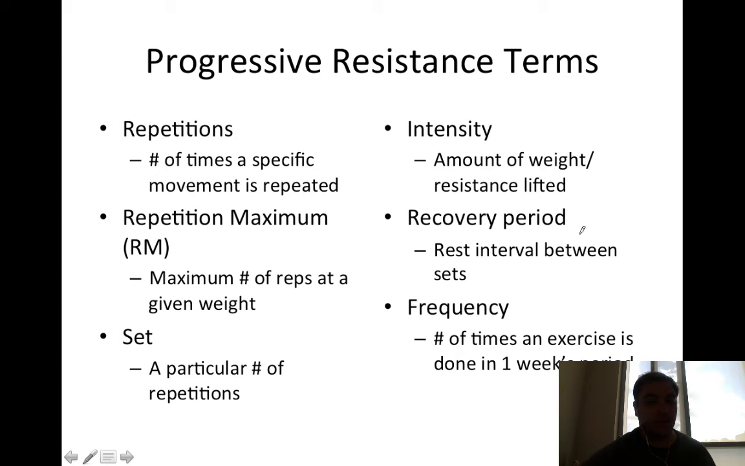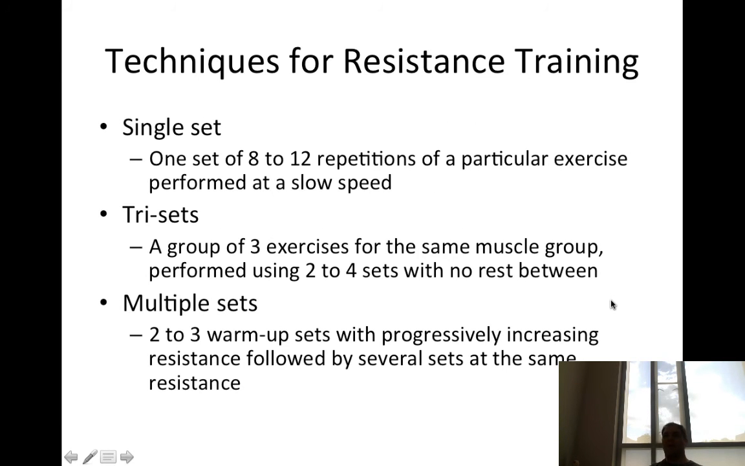Recovery period is the rest interval between sets. And then the frequency is the number of times an exercise is done in one week's period. And you can define that week's period. Is it Sunday through Saturday? Is it Tuesday through Tuesday, Monday, whatever it is. You can define that at your facility.